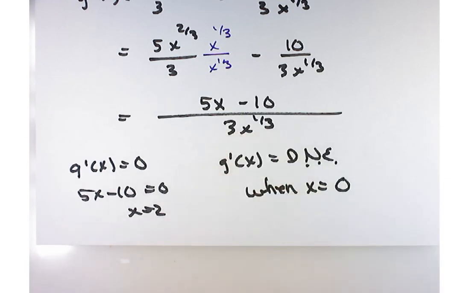So something interesting is happening at the graph at 0. Either you have a vertical tangent or a cusp. And you can look at the graph and finish this up to decide which. All right, that's all we got time for here.